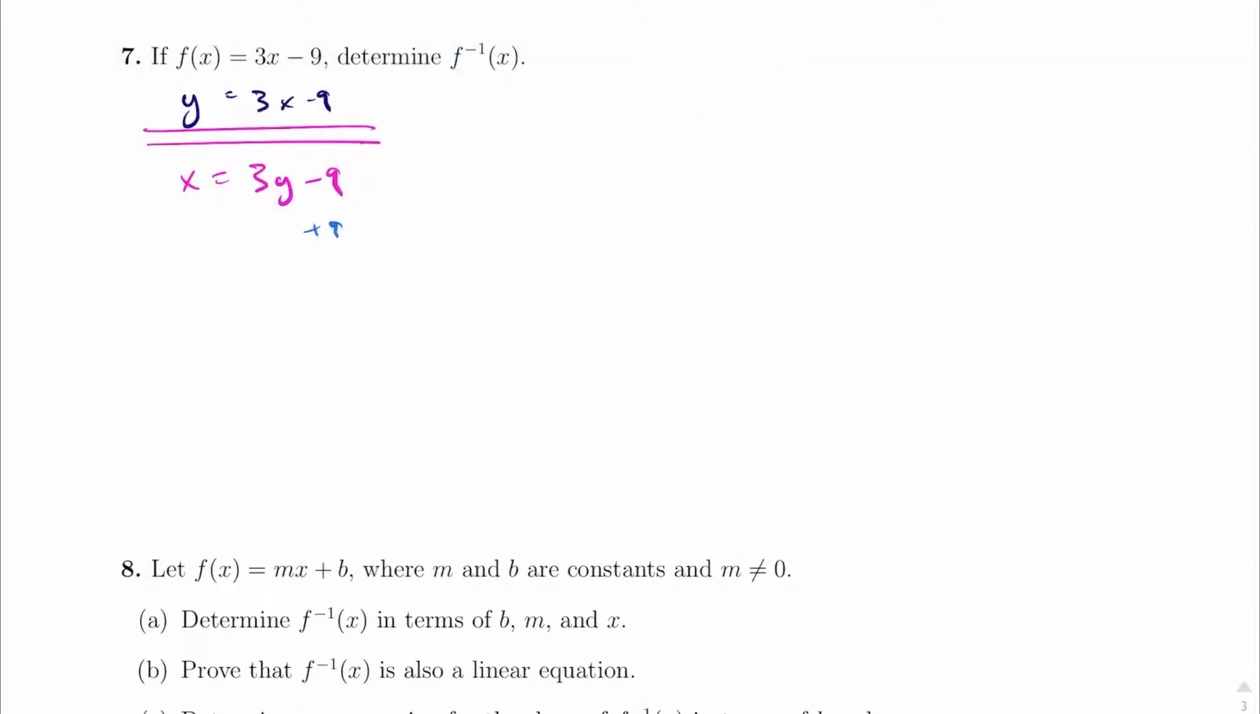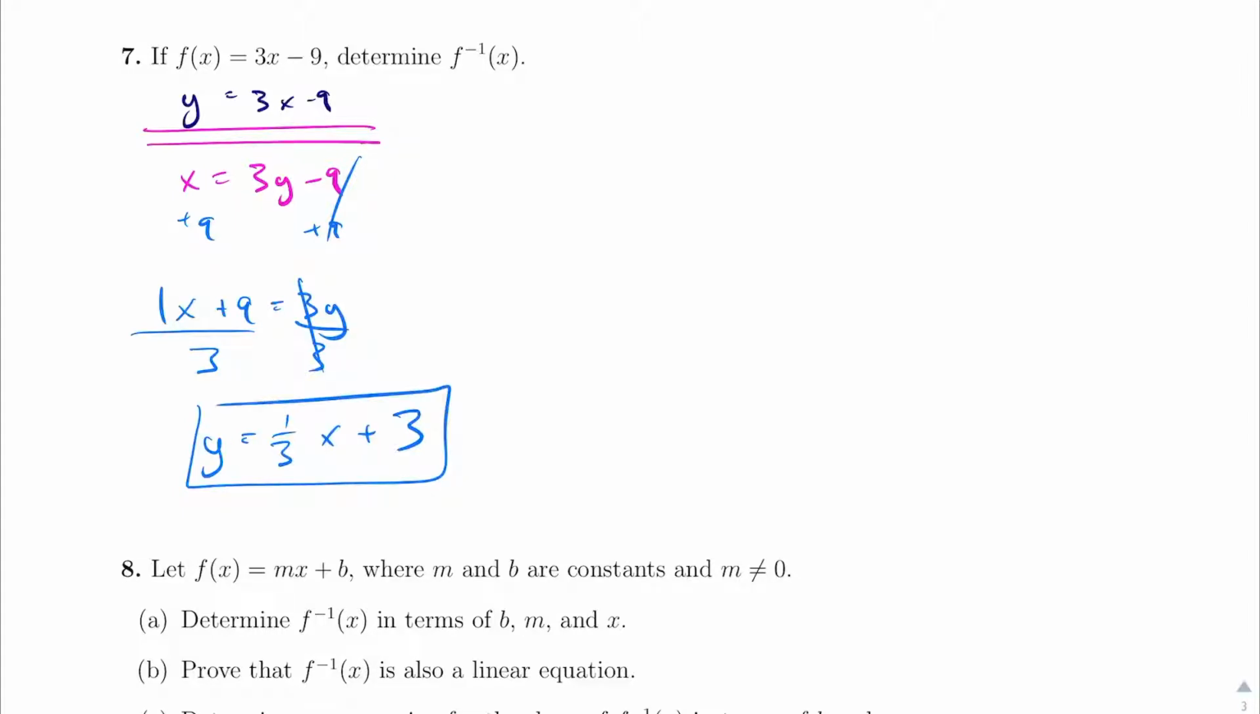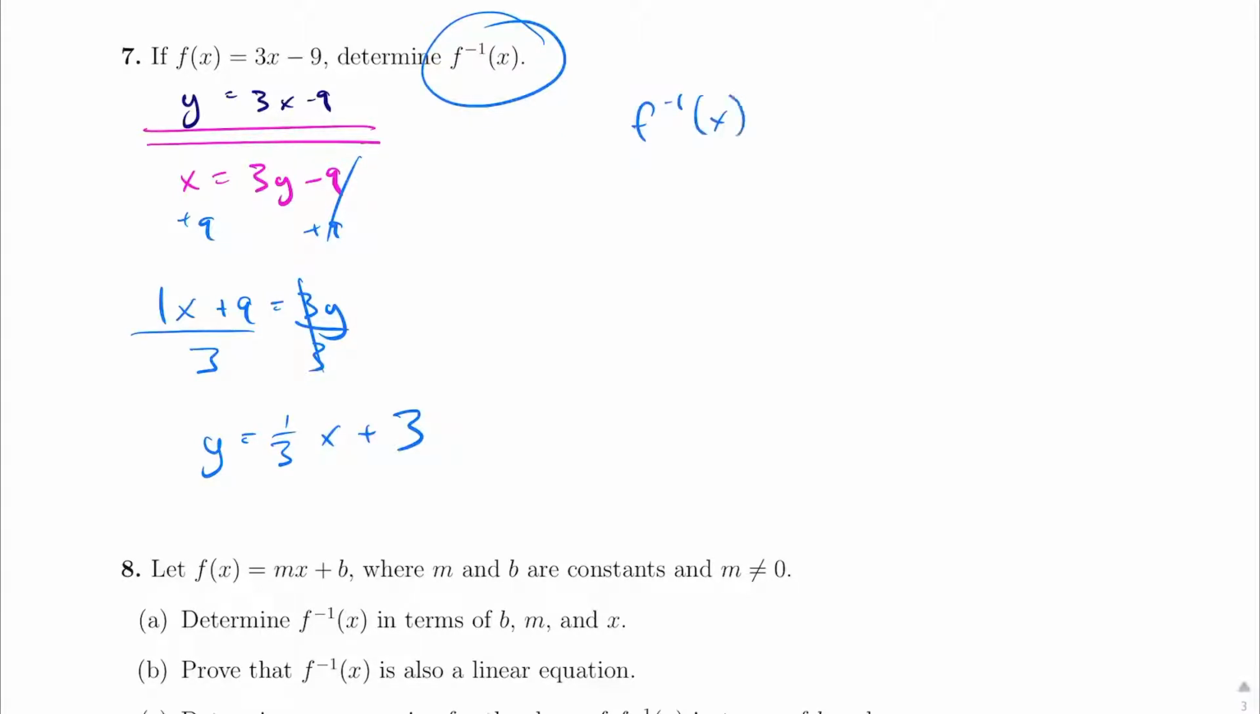All right, so to do that, we add 9 on both sides. We get x plus 9 is equal to 3y. We divide by 3 on both sides. We get y is equal to 1 over 3 x plus 9 over 3 is 3. Done. Wait, no we're not. They want f inverse of x. We made up the y notation, so we better write it with the notation that they gave us.